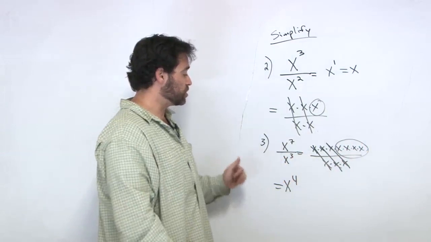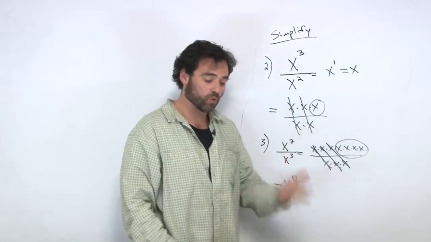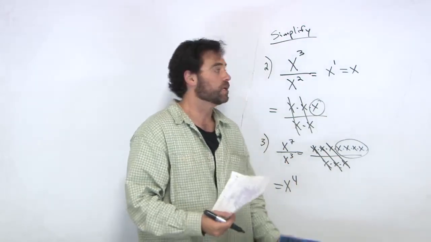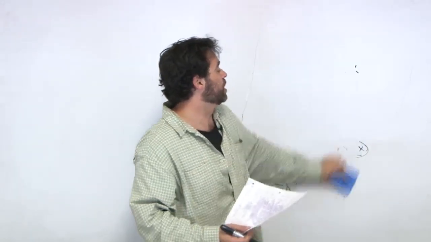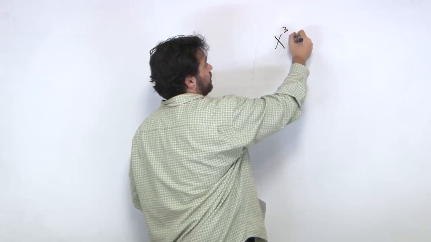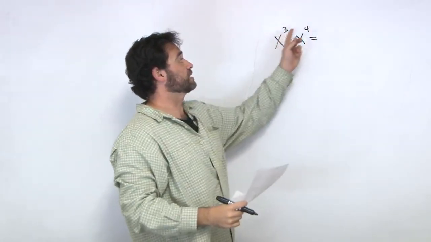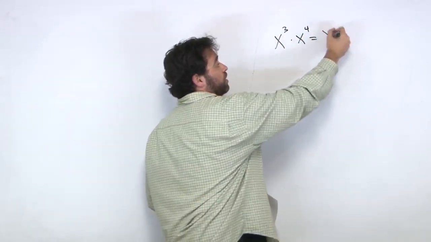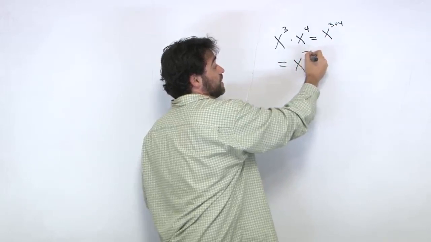Okay? And hopefully you see it by now what's going on here. What is the rule? How are we dividing monomials? Good question. We know the rule for multiplying monomials. So we take a look at this for a second. And we know that's 3 plus 4, or x to the 7th.